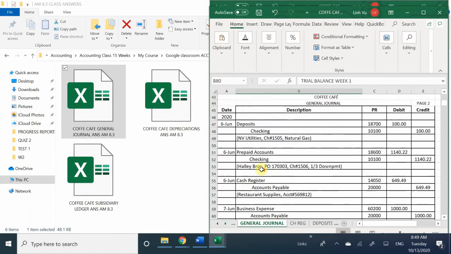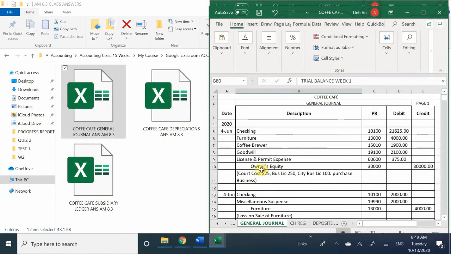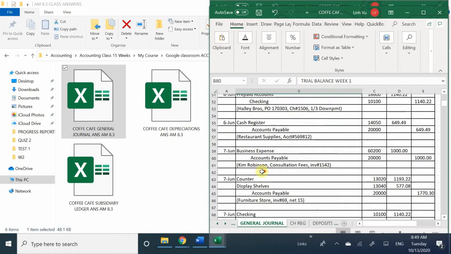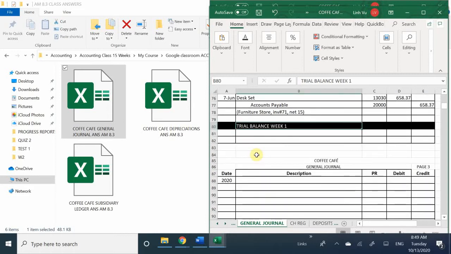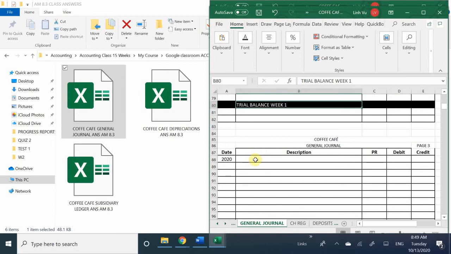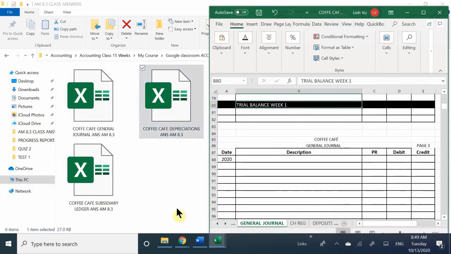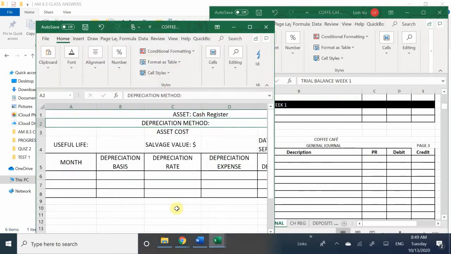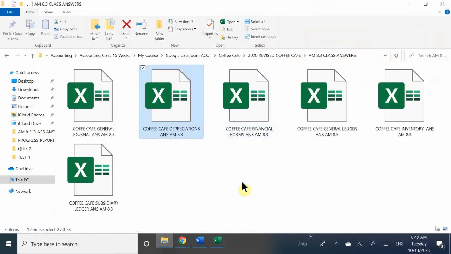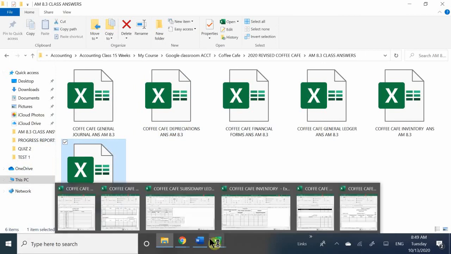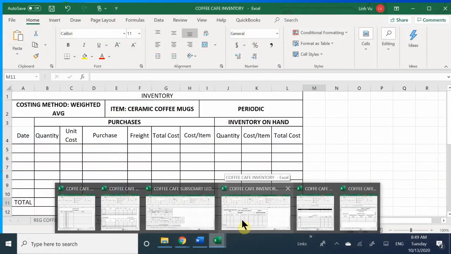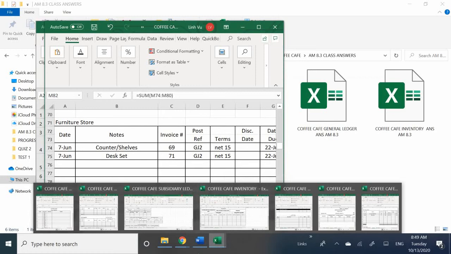Okay, so we last left off on page 2 of our general journal. Now we're going to continue on with week 2 on page 3 of the workbook. So I think I tapped the wrong files, so I'm going to take a second to open those all up. Okay, I do apologize for that.